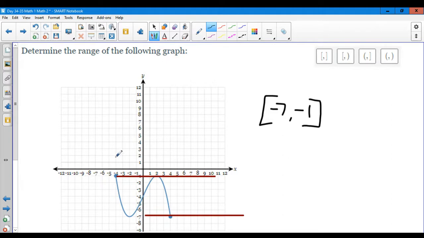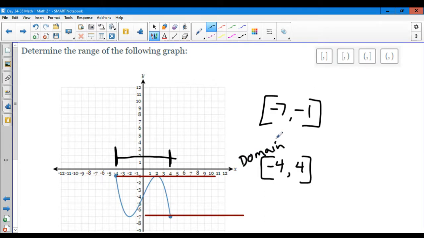Now, if I was talking about the domain of this graph, it would be the x values all the way from -4, and it does equal that, all the way over to +4. And that would also be brackets because it's a filled in dot there and a filled in dot right there. Okay, so that would be domain, and that would be range. Y is for range, X is for domain.